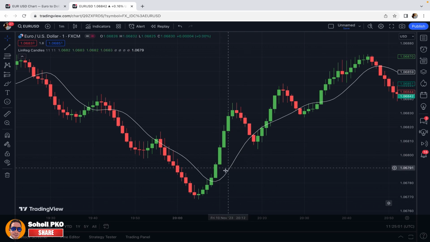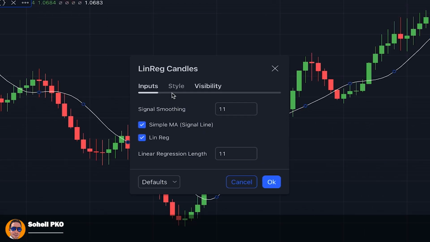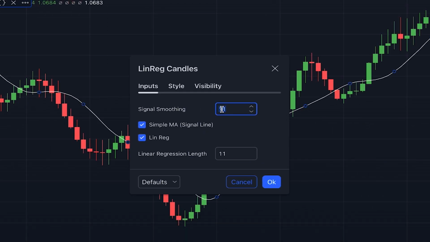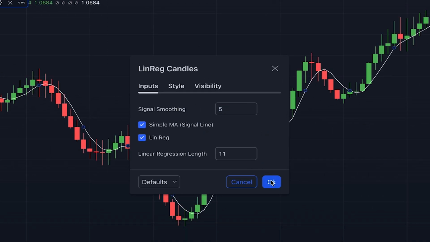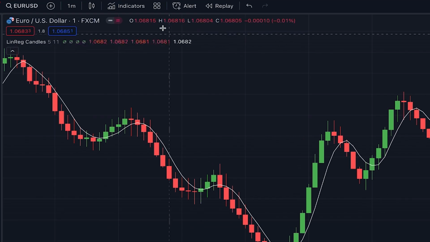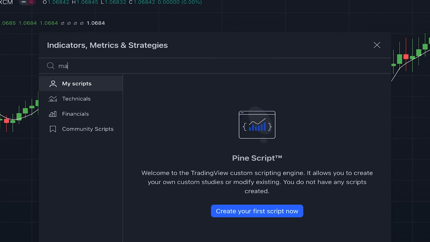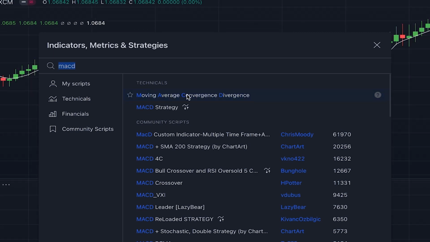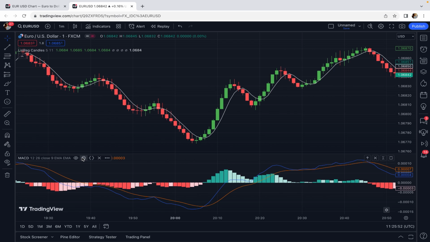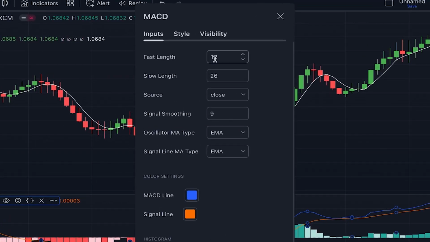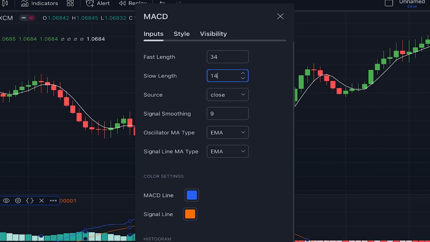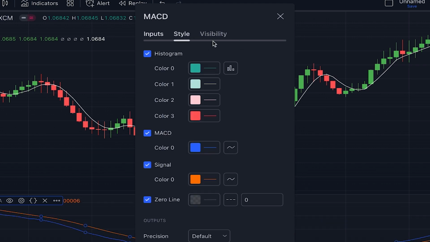We also have a moving average line, which by default is set at 11. For our strategy, we change it to 5, so it will be more responsive to the price action. The next indicator that we want to add is MACD, moving average convergence divergence, and for this indicator we need to change its settings. For the fast length we set it at 34, and for the slow length we set it at 144. Then in the style tab, we remove the MACD line and signal line.